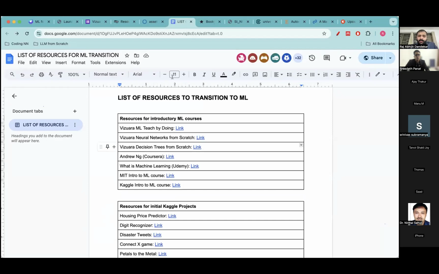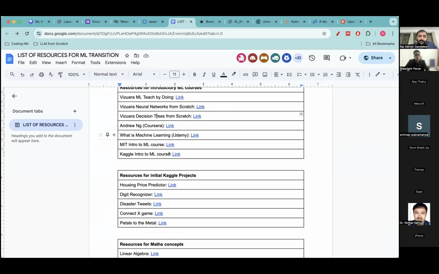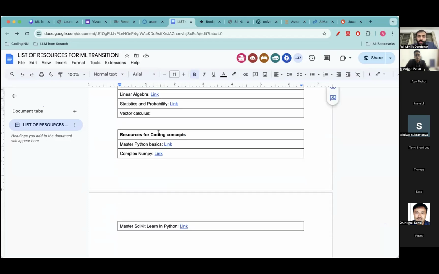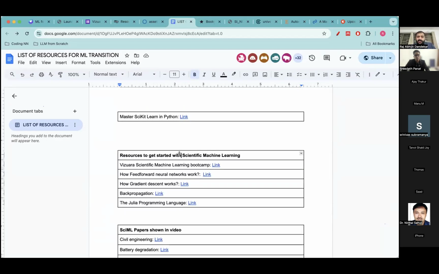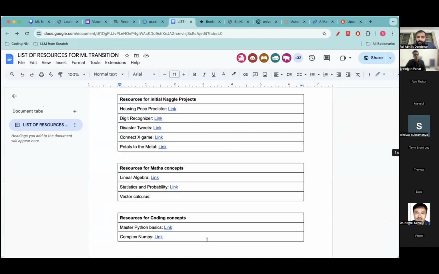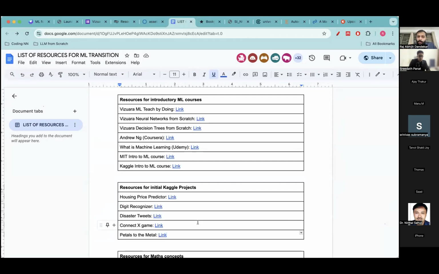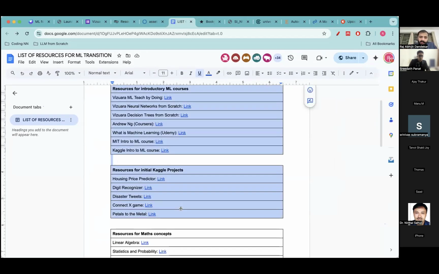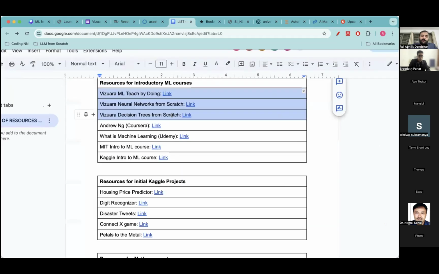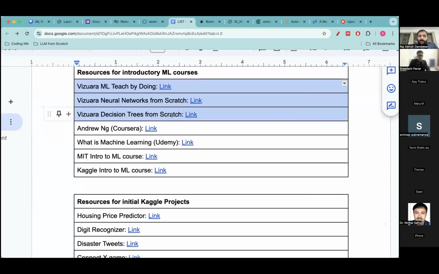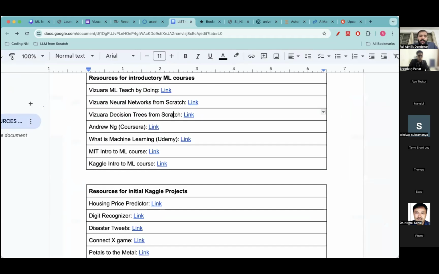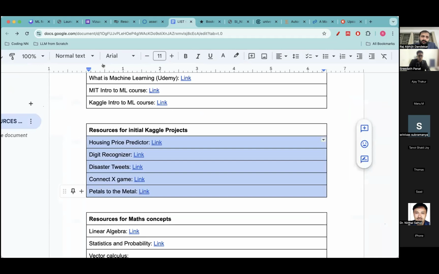I've divided the list of resources into parts such as there are even resources for mathematics concepts, coding concepts, and scientific machine learning section will come to later. For now, don't look at page 2, just look at page number 1 for now. I've even mentioned initial Kaggle projects which you can do. So if you're a complete beginner, if you want to transition to ML, start with these courses and just spend 1 month or 1.5 month in this part. Take an introductory level course. Even we have these courses which are offered on our channel right now, and we are going to tell you a bit more about that later. And even initial Kaggle projects. So do these projects, but don't stop here.